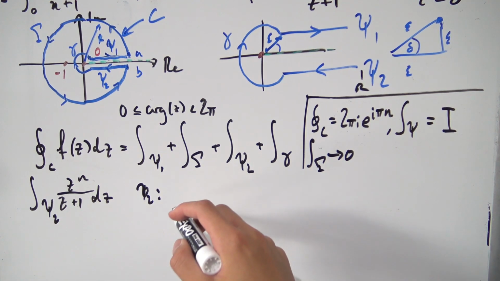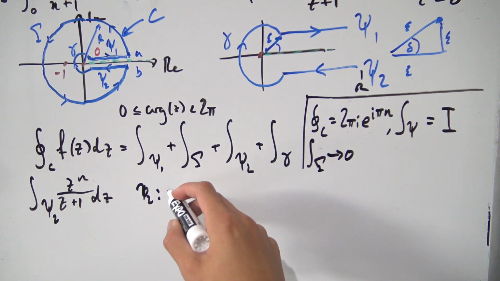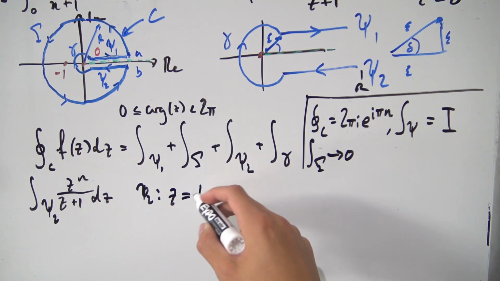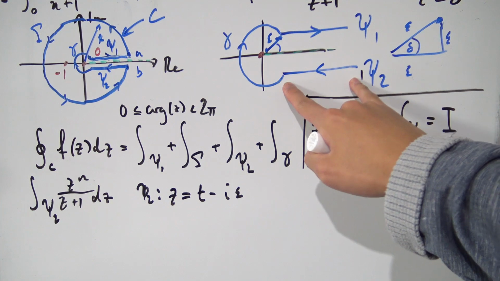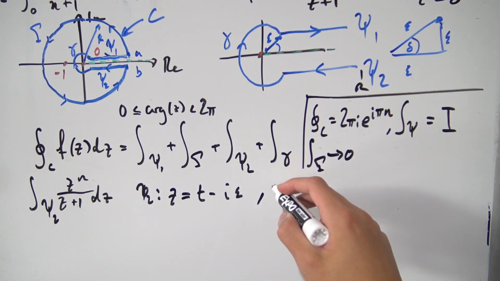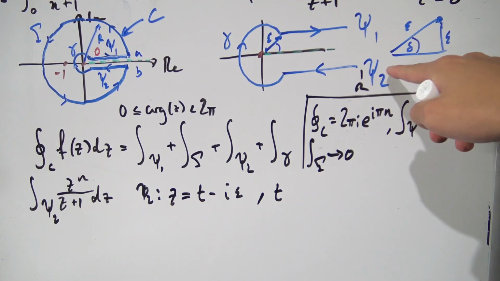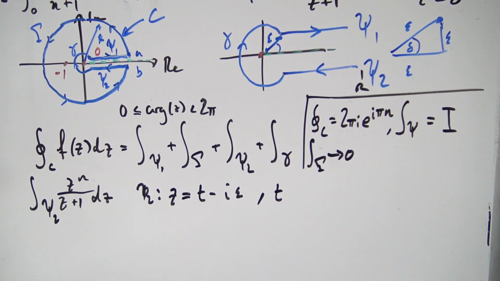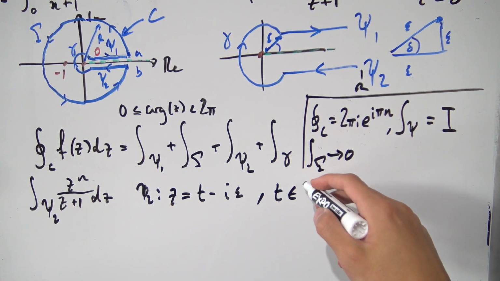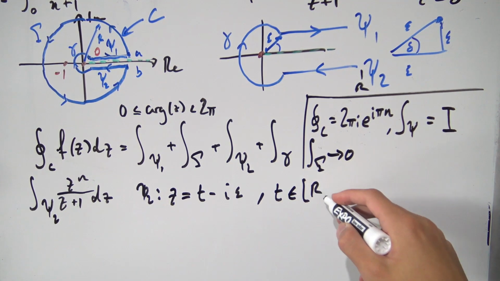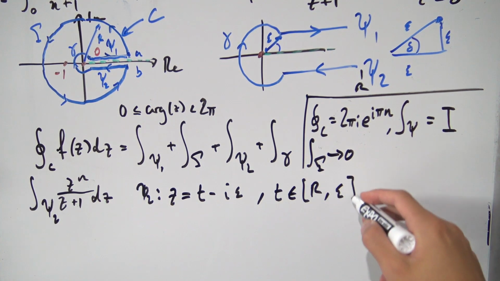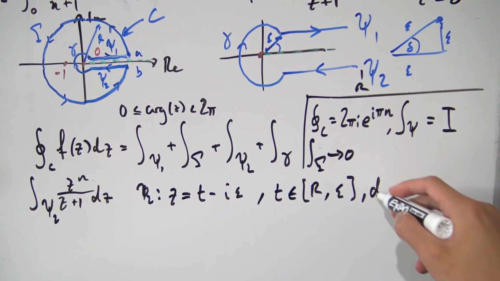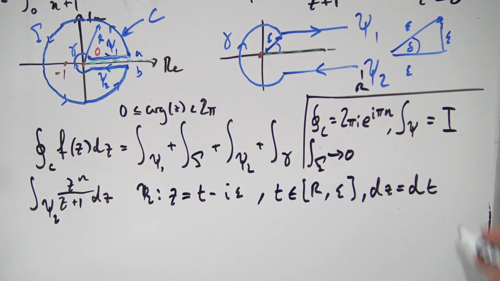So what exactly is side 2? We can parameterize it by saying z is equal to t minus i times epsilon. We have a minus right here because our path is on the bottom. And we want our t to start from a really big number r and then go down all the way to epsilon right here. So t, I'm just going to write it like this in interval notation, it's going to be a bit weird. It's going to go from r all the way down to epsilon like so. And if we differentiate both sides, we have dz is equal to dt.